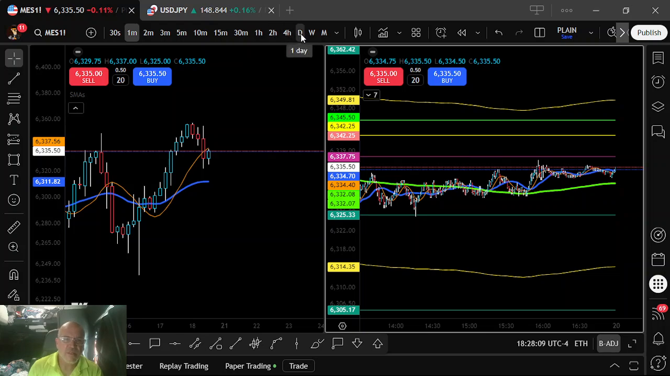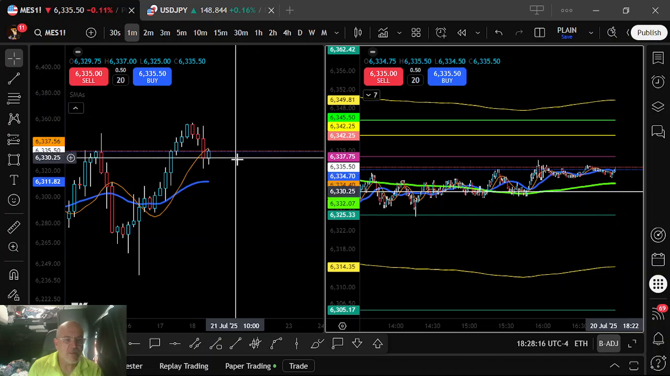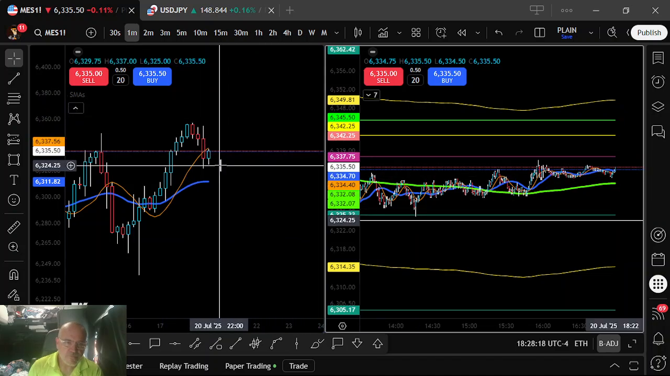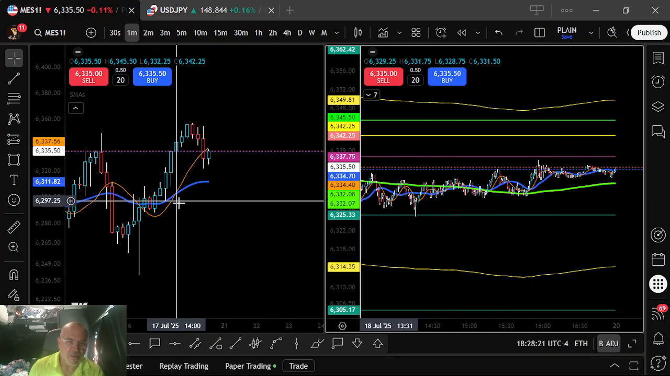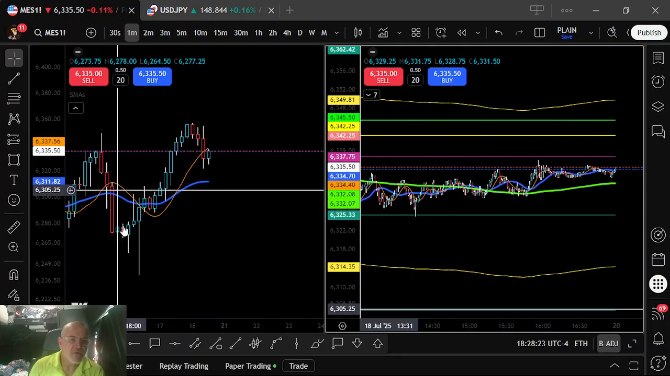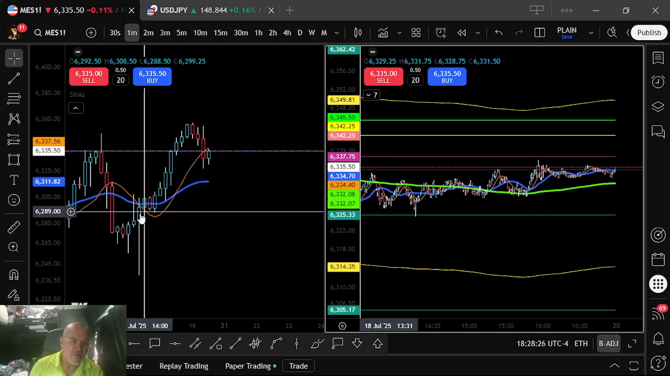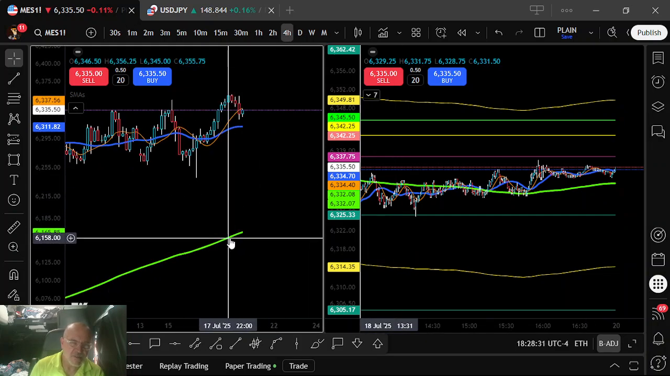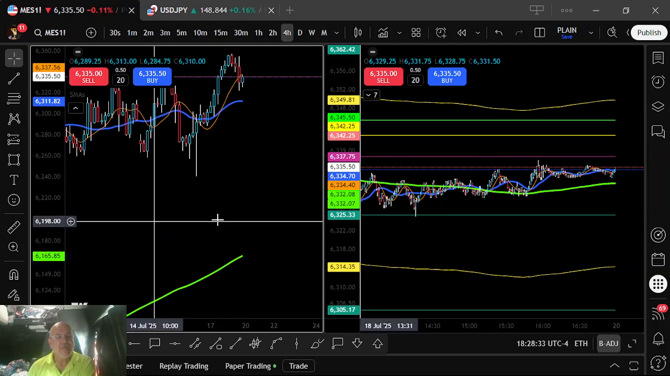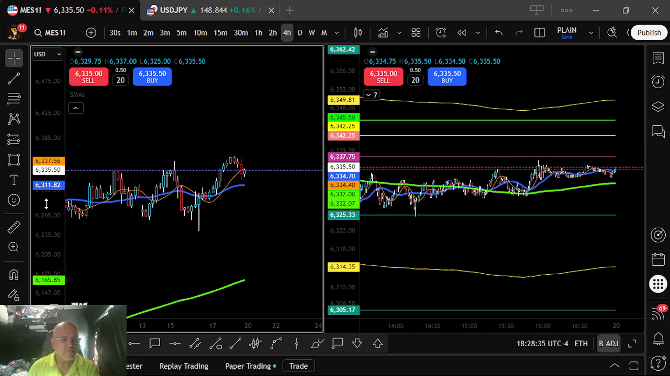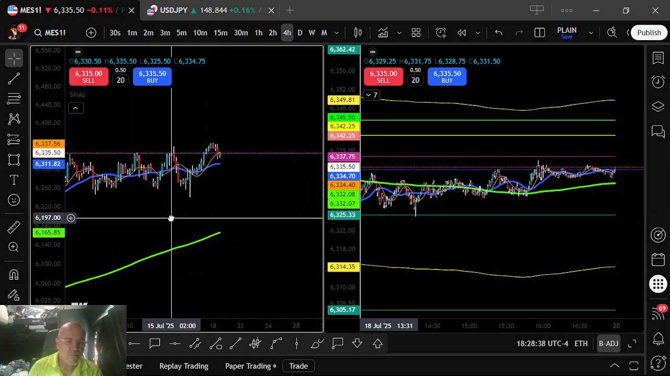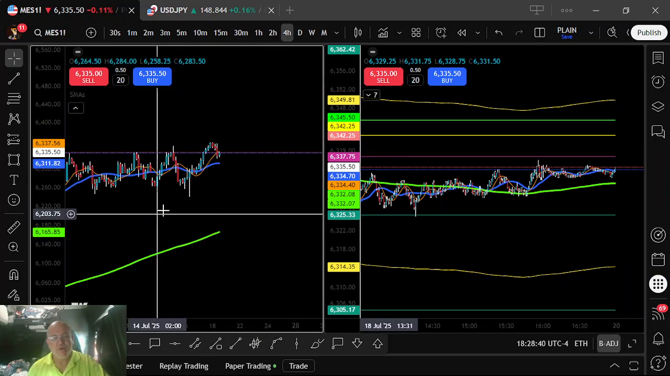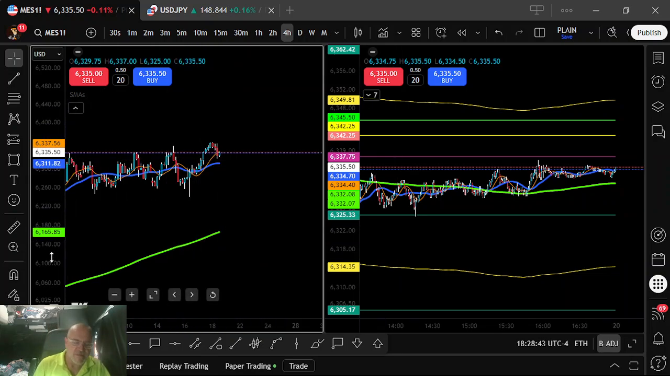Let's start with my higher time frame chart. This is where I will look at everything from the daily down to the 5 minute. And then I have my 1 minute chart. This is where I trade from. So on the 4 hour chart, I have moving averages: a 21, a 9, and a 200 simple moving average. Also on this chart, I will put in my dealing range.